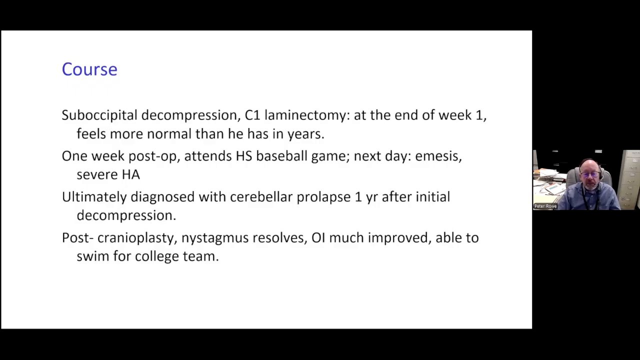He was so normal that he probably made a mistake in going to attend the high school baseball game a bit too early, and that was followed by a day of vomiting and severe headache. And what had happened was that the cerebellum had fallen down below the area that it was put in. So he had cerebellar prolapse and needed a cranioplasty to put in more of a shelf underneath to support it. But after that, his nystagmus resolved, his orthostatic intolerance was much improved, and in college, he was able to swim for his college team.